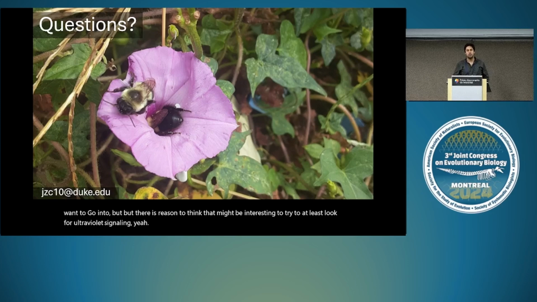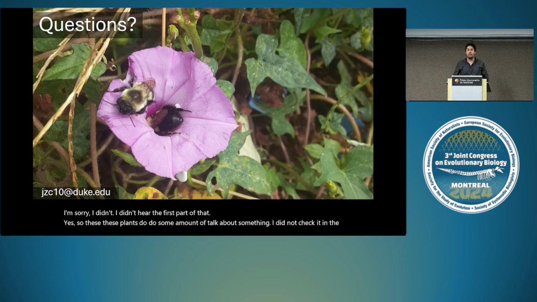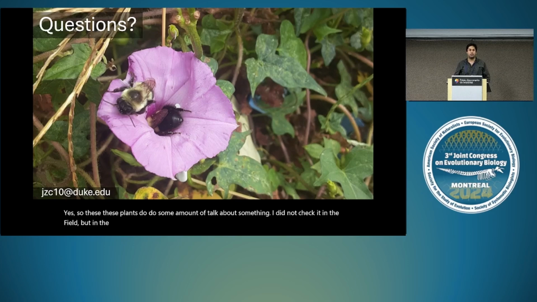Yep. Can you tell us about the autogamous selfing? I remember all these lines did that, but do they all do it in the field? Autogamous selfing as opposed to geitonogamous selfing. Yes, so these plants do some amount of autogamous selfing. I did not check it in the field, but in the system, selfing rates, like non-geitonogamous selfing rates, are often determined by distance between the anther and the stigma. And in these lines, there is a reduction in that distance from the mixed mater.